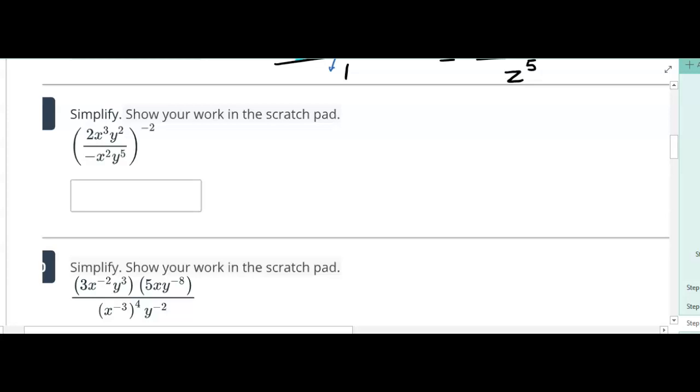This next one, I want to show you two different ways that you could tackle this problem. The first way is to take this exponent and apply it to each factor inside. That's one option. When we do that, we end up with 2 to the -2, x to the -6, y to the -4, over -x to the -4, y to the -10.